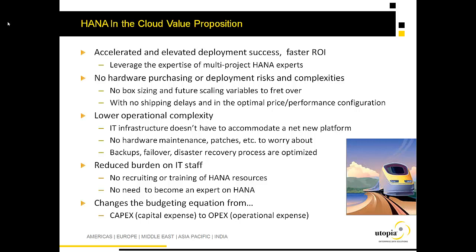There's certainly lower operational complexity. Your IT infrastructure doesn't have to accommodate a new platform. There's no hardware maintenance to worry about. There's no application software patches.